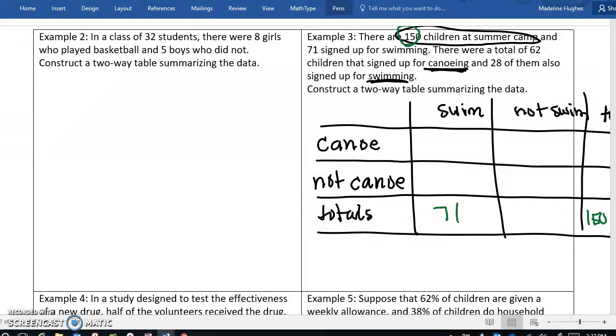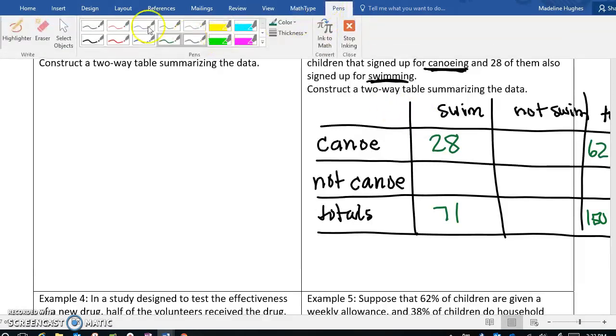Okay? And then I know there are a total of 62 children that signed up for canoeing. So of all the canoers, the total is 62. So that goes over here. And 28 of those canoers, where I'm reading this, 28 of them also signed up for swimming. So now we know the people who signed up for canoeing and swimming, which goes right here. And that is 28. And that's all the data we're given. It's our job to fill in the rest of it, which is pretty simple.